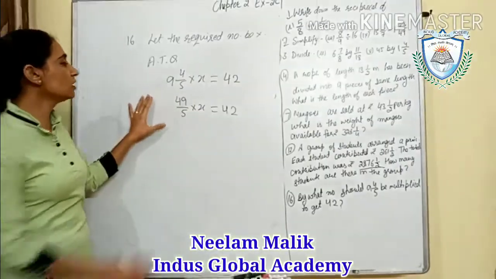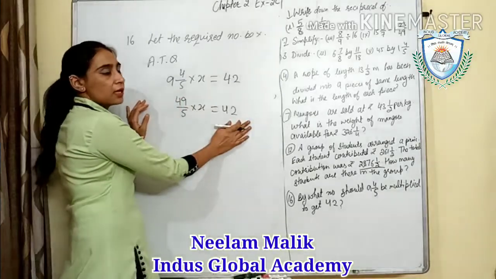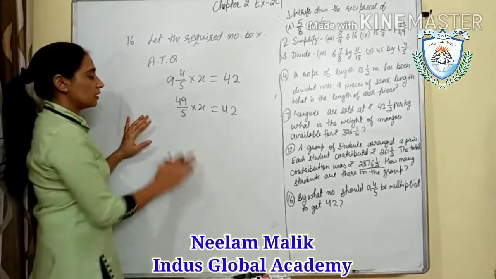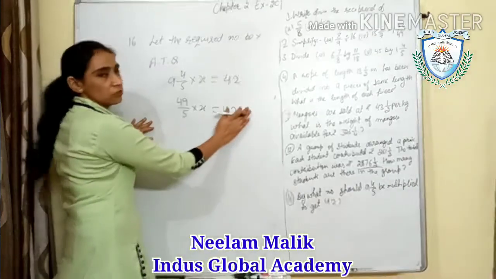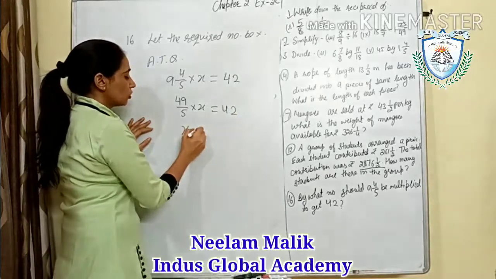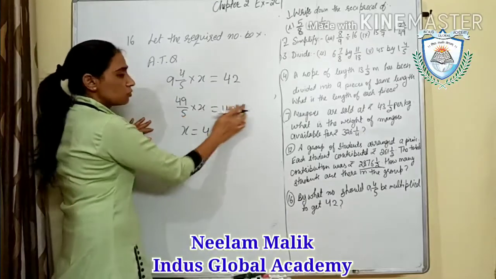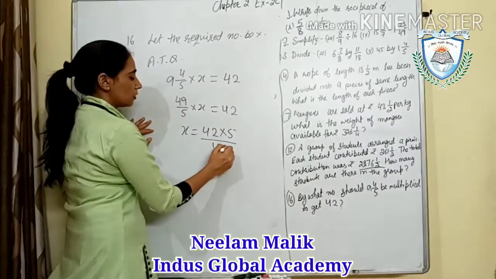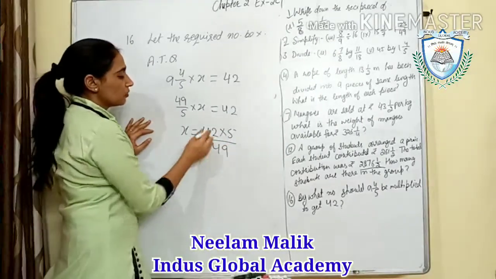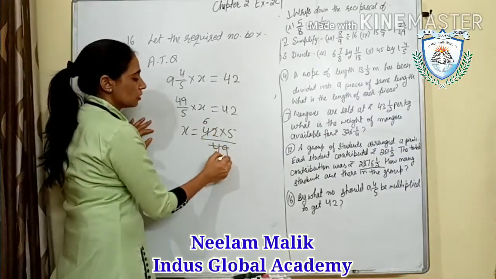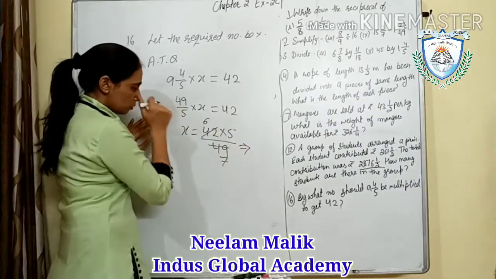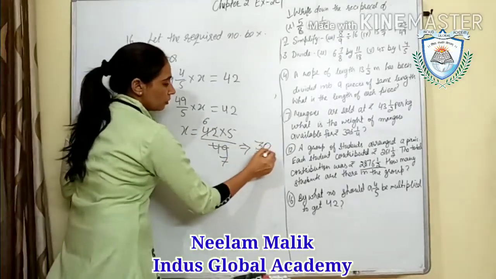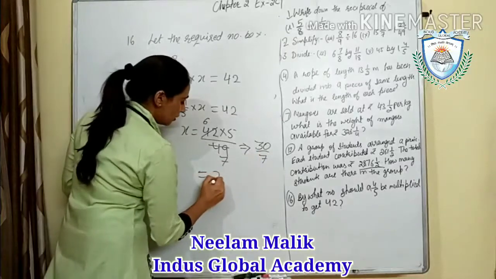Or you can say if this number will go there, if you write it in multiplication, so reciprocal of that we have to write. This is our denominator. This will be numerator there. So x is equal to 42. This will go up 5, and this will come here. Now cut that. 7 6s are 42. So what we will get here? We will get here 30 upon 7. So this is our number.